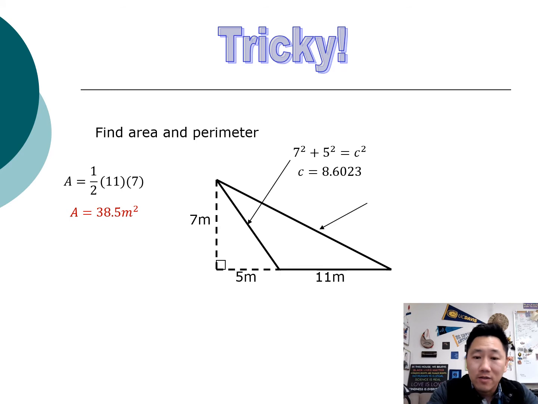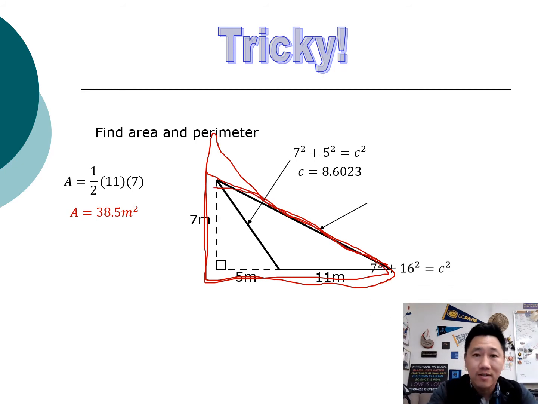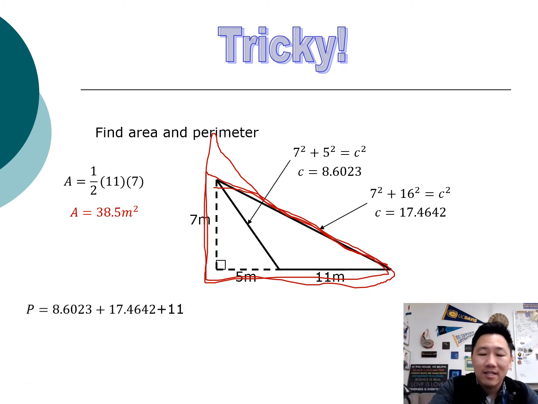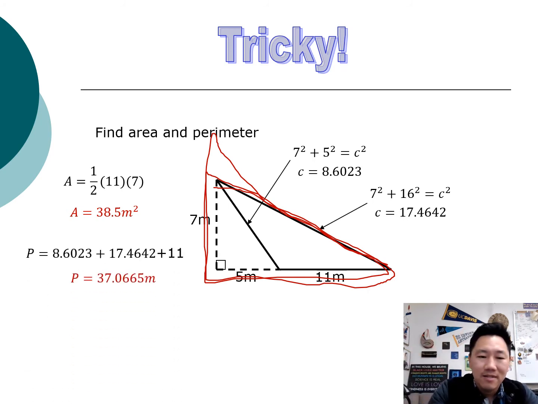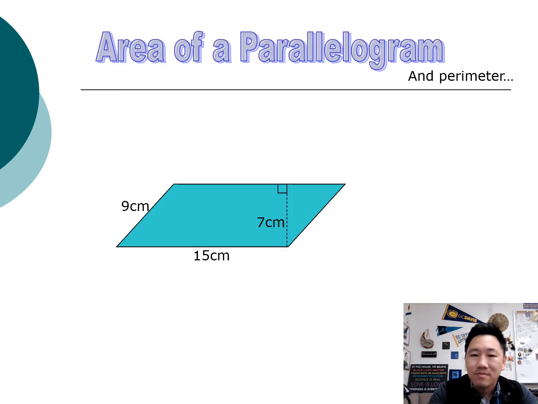In this case, you have to look at this big triangle. Whoa, that went far. This big triangle. Use the Pythagorean theorem on that triangle. You have the 7, 16, because now we have to do the whole length of the bottom. To get C is approximately 17.4. So now we found all three sides. We can add them all up to get 37 meters. That was a little tricky because you had to get a little bit more information before you can find the perimeter.